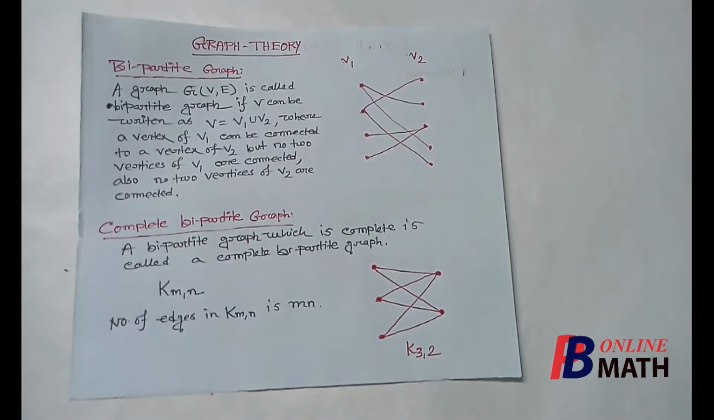Now it can be easily proved that the number of edges in a complete bipartite graph K_{m,n} is m into n. So you must remember this formula. If we consider this bipartite graph K_{3,2}, the complete bipartite graph, then by the formula this graph must contain 3 into 2, that means 6 edges. Now we can easily find that this graph contains 3 into 2, that is 6 edges.